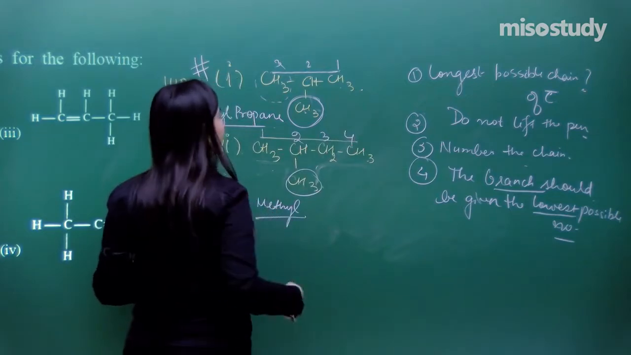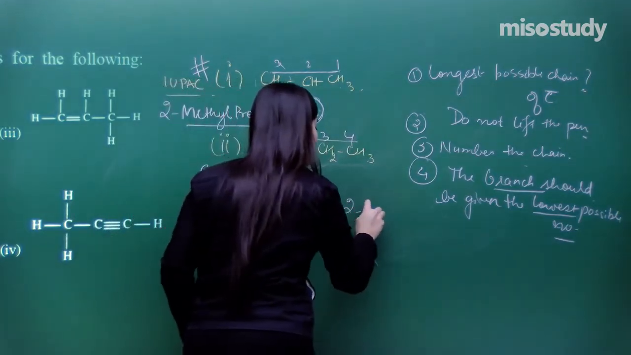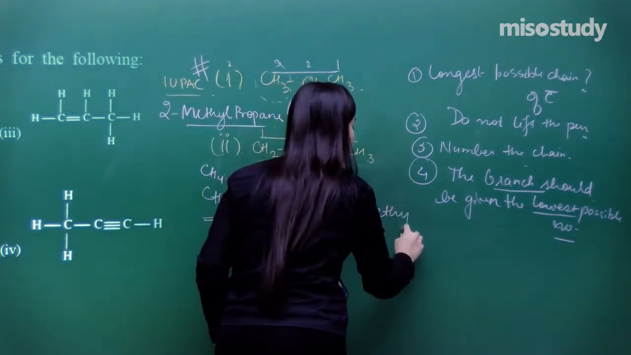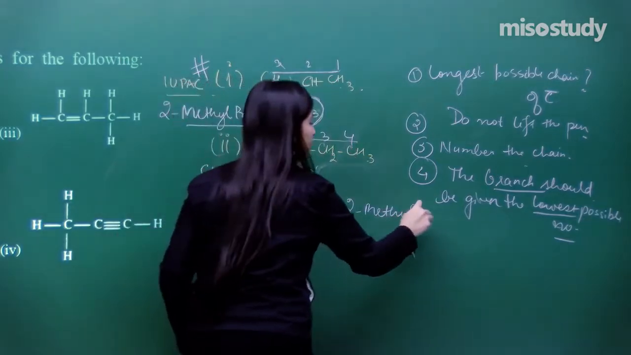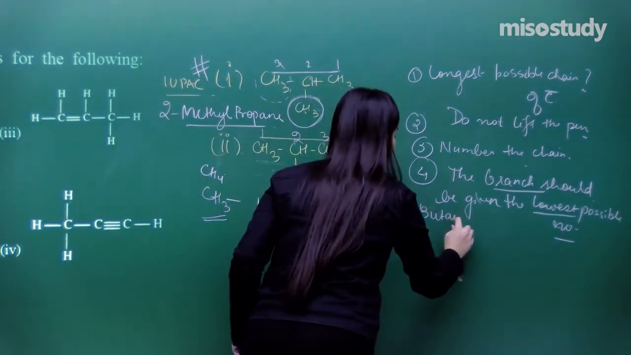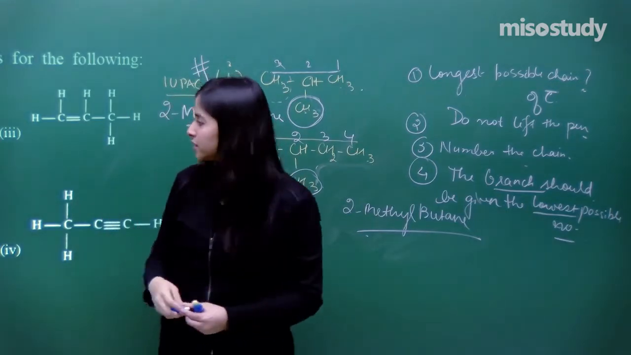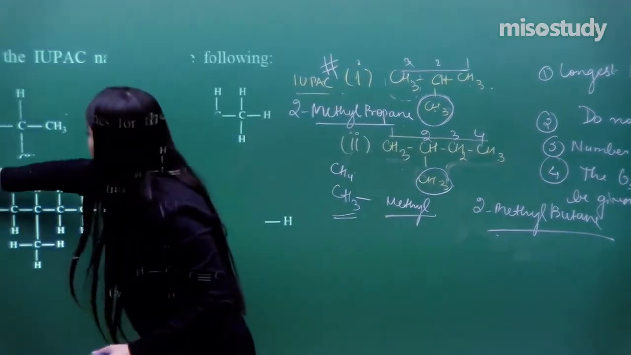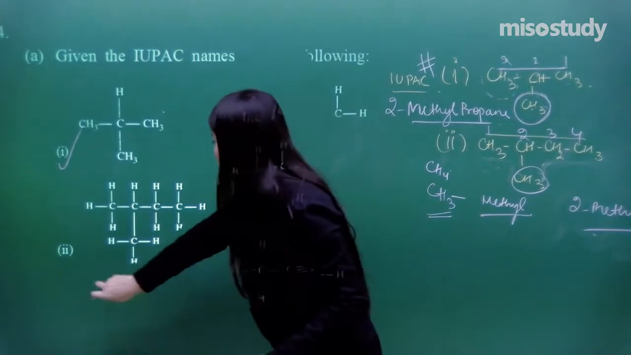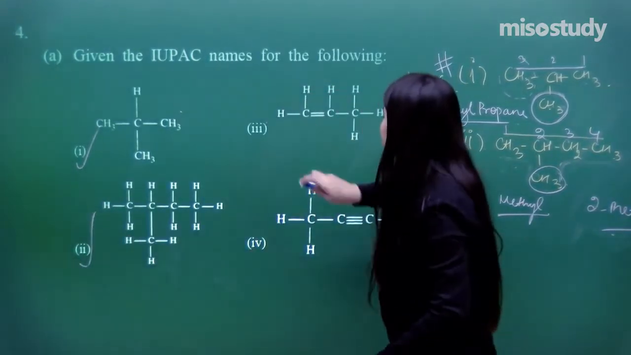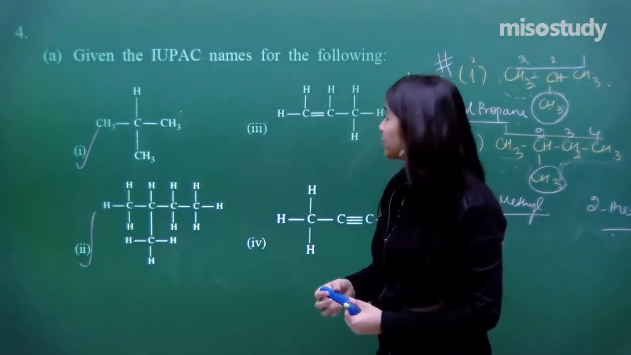On to the 2 I have got again the methyl, 2 methyl, total carbon chain how much? Butane. This is the answer. Fine, got it? So yeah, my question number 1 done, okay. Question number 2 done. Coming on to the question number 3, this is going to be interesting.